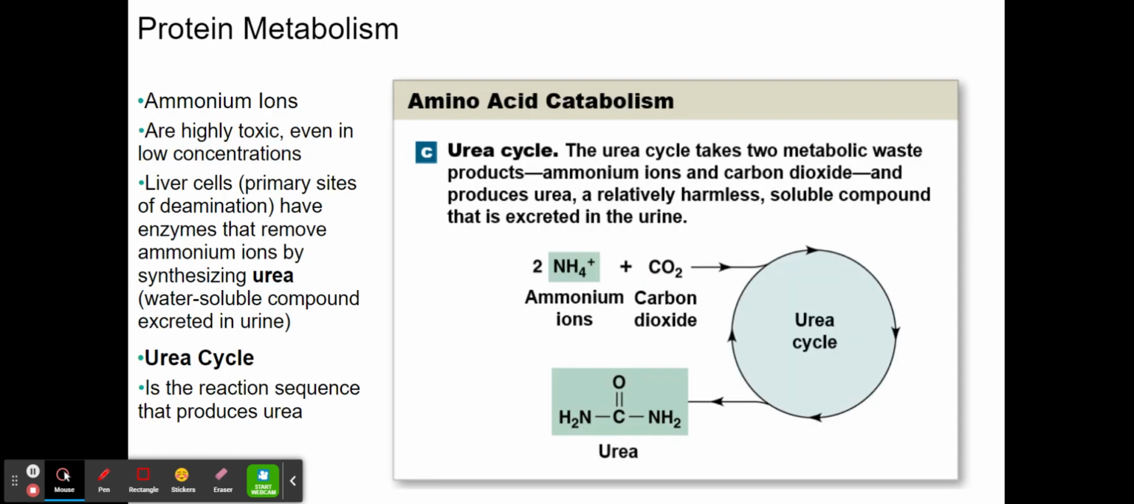Deamination prepares an amino acid for breakdown in the citric acid cycle. Deamination is the removal of an amino group and a hydrogen atom in a reaction that generates an ammonium ion, or NH4+. Ammonium ions are highly toxic, even in low concentrations. Liver cells are the primary sites of deamination. They also have enzymes that remove ammonium ions by synthesizing urea, a fairly harmless water-soluble compound excreted in the urine. The urea cycle is the reaction sequence that produces urea. When glucose supplies are low and lipid reserves are inadequate, liver cells break down internal proteins and absorb additional amino acids from the blood. The amino acids are deaminated, and their carbon chains are broken down to provide ATP.